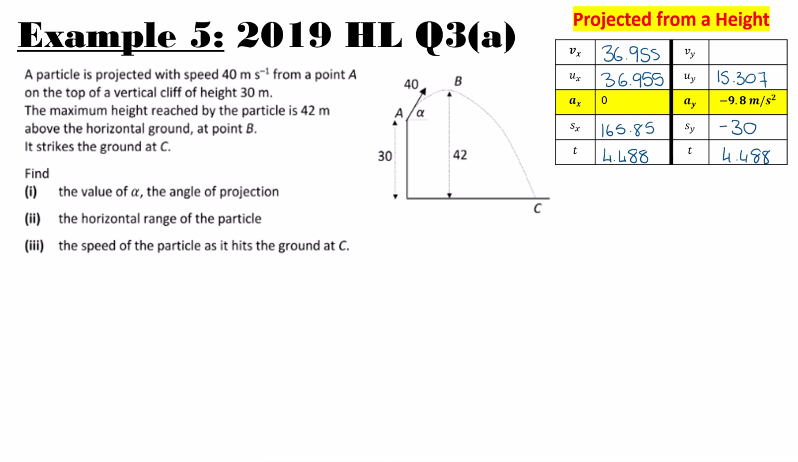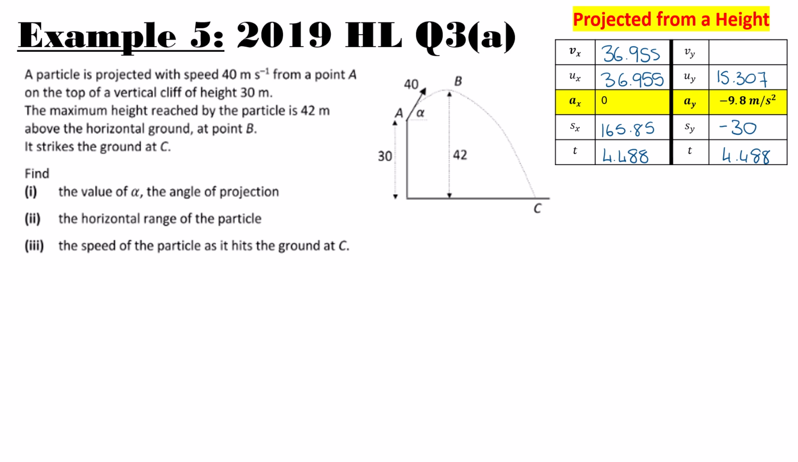So I've just filled in our table again with all the information we know at C. I've changed our U's from what we had, which was 40 cos alpha and 40 sine alpha, putting in our alpha at 22.5, so we have them as numbers. So part 3 is asking for the speed of the particle as it hits the ground at C.